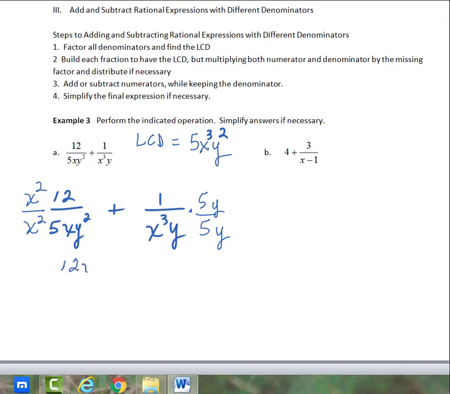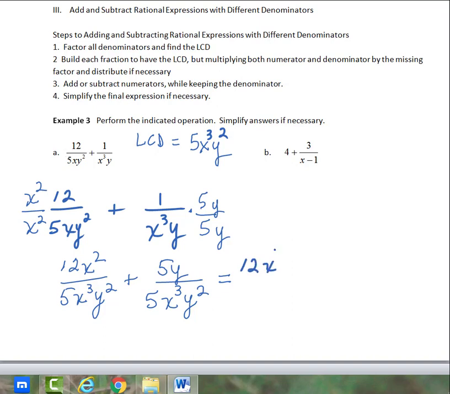So we're going to take 12x squared over 5x cubed y squared plus 5y over 5x cubed y squared. And so now we're back to the first examples where we're adding two fractions that have like denominators. So we'll just add the numerators. These are not like, so I have to leave them as two separate terms. And we keep the denominator the same.